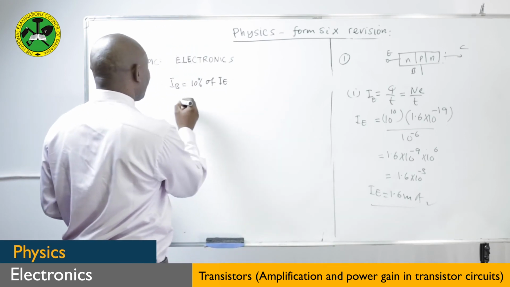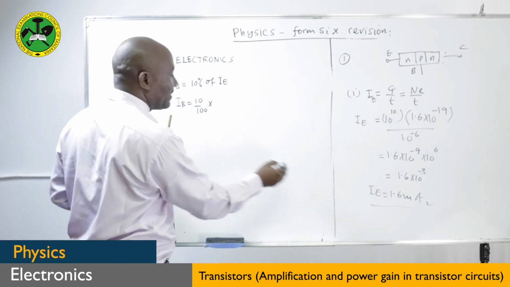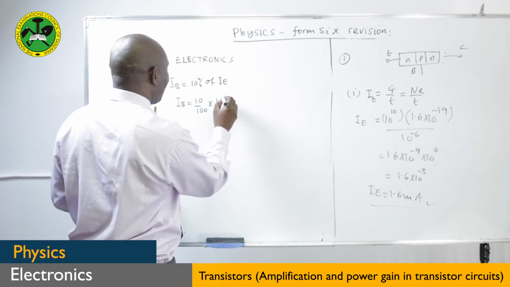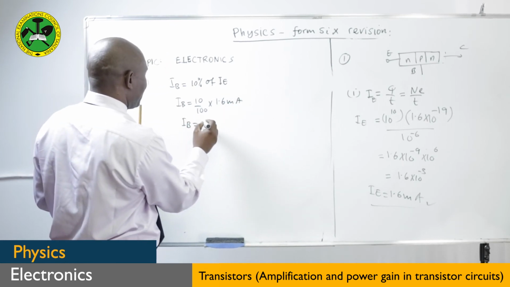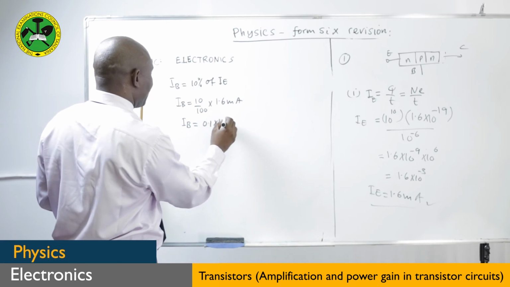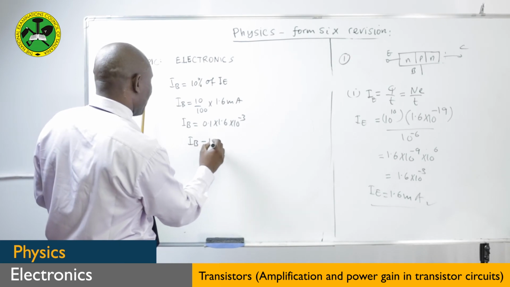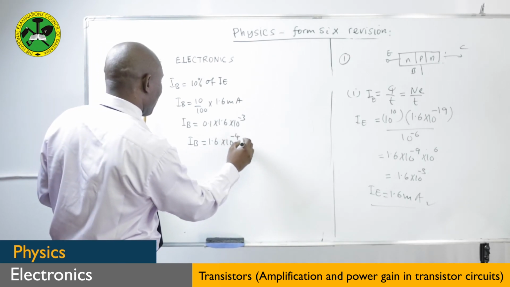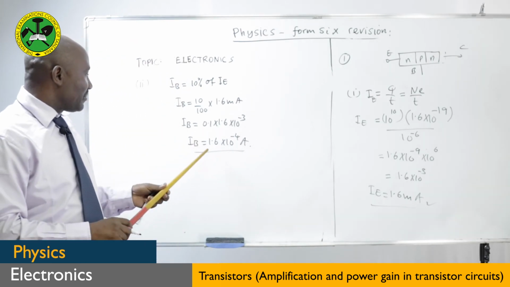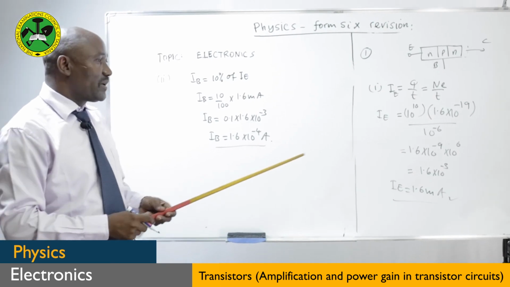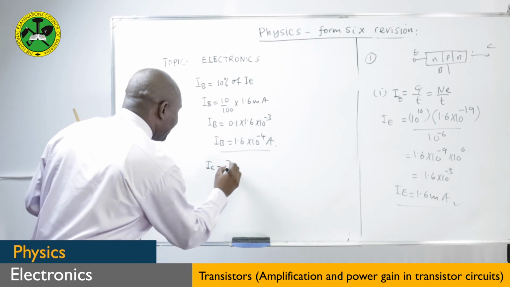So here we have base current equals 10 over 100 times the emitter current, which is 1.6 milliampere. If you multiply, this is 0.1 times 1.6 times 10 power -3. So the base current here is equal to 1.6 times 10 power -4 ampere. So we know the base current is 1.6 times 10 power -4. Now you can find the collector current. How do you get the collector current? How do you find IC?